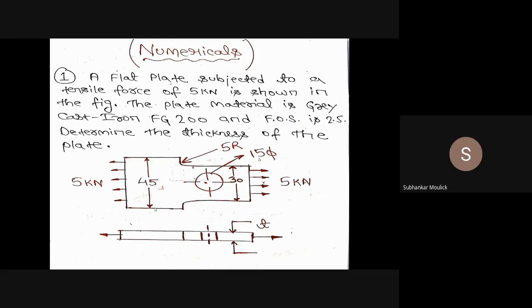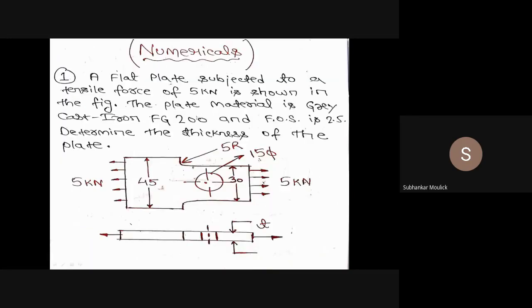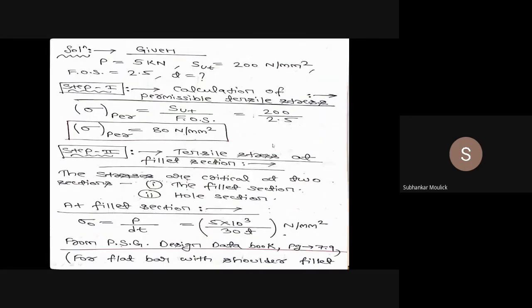Ultimate strength. Yes, since grey cast iron is a brittle material, and I have told you in the very first module that normally grey cast iron is designated by Fg, then by a number, and that number is the ultimate strength of the material. That means the maximum possible strength that this material can withstand is 200 Newton per mm square. Always remember this Fg, whatever value is there, that is in Newton per mm square. If you write it in Newton per meter square, everything will be wrong. Fine. So the SUT value is 200 Newton per millimeter square.